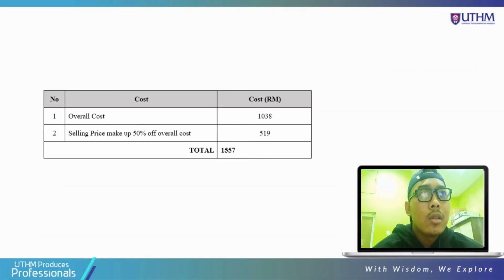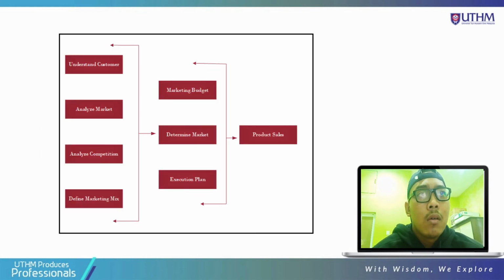The total cost for one product is 1,557 ringgit. For the marketing strategies, firstly we need to understand the customer need. We need to know their demand, and then we analyze the existing products in the market, their advantages and disadvantages, and we remix the information and ideas, and we create our product. For the budget, we also analyze the price of existing products, and then we do the education plan, and that's how we do our product sale.